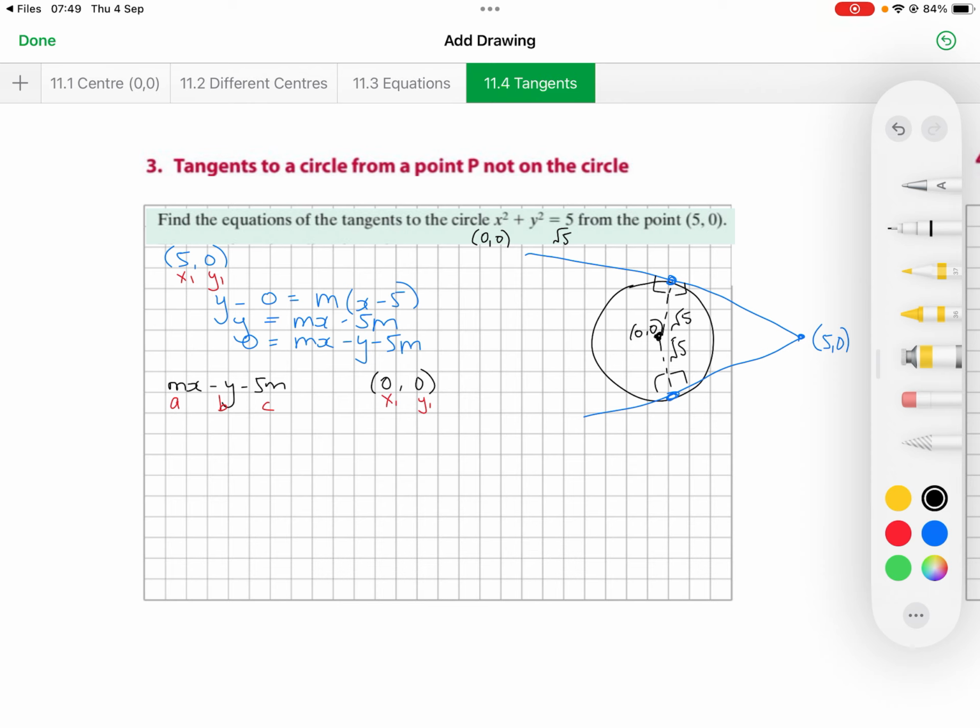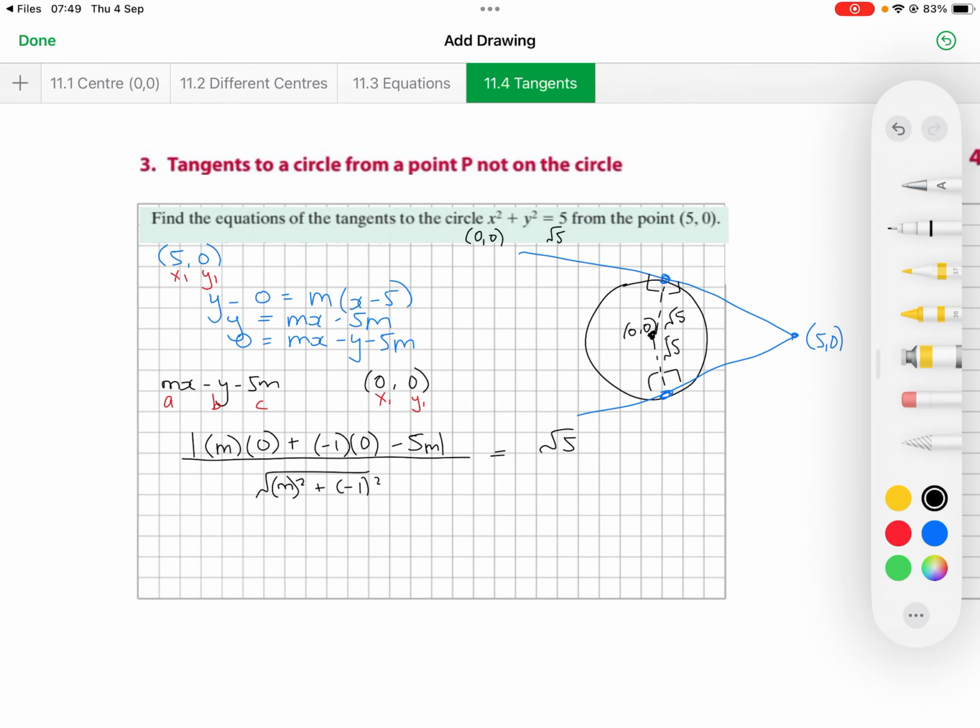So if I sub those into the formula, I get a, which is m, times x1, which is 0, plus b, which is minus 1, times y1, which is 0, plus c, minus 5m, all over the square root of m squared plus minus 1 squared. And I know that that distance should be equal to root 5. So just to tidy that up a little bit, on top I get minus 5m, on the bottom I get root m squared plus 1, is equal to root 5.